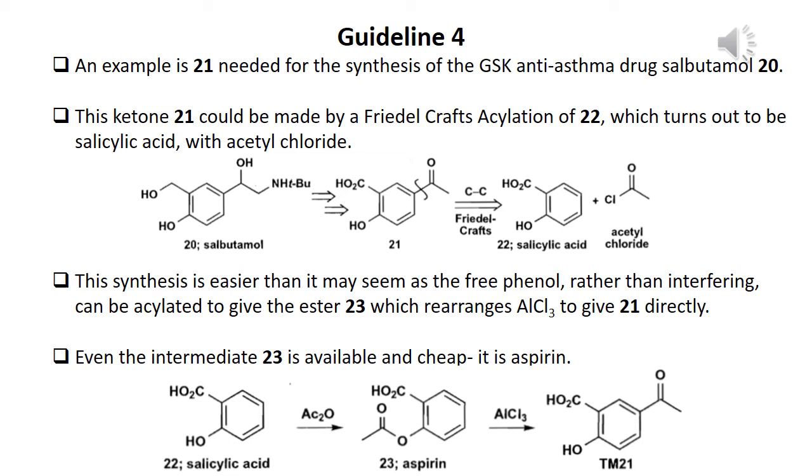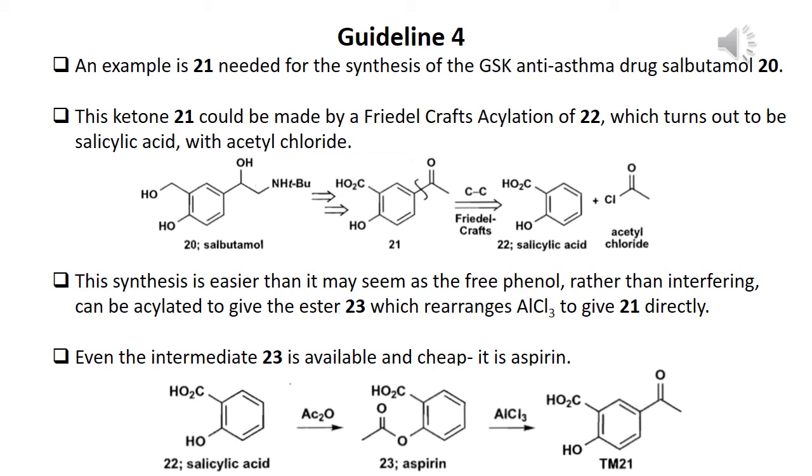Now this synthesis is easier than it may seem, as the free phenol, rather than interfering, can be acylated to give the ester 23, which rearranges with aluminum chloride to give 21 directly. Now we are saying that the synthesis is easier than it may seem, as the free phenol, like if you can see on the structure 21 there would be a free phenol, so we shall be doing the acylation of the phenol, and we shall be getting product 23. Look at the downward synthesis, you can get my point better.